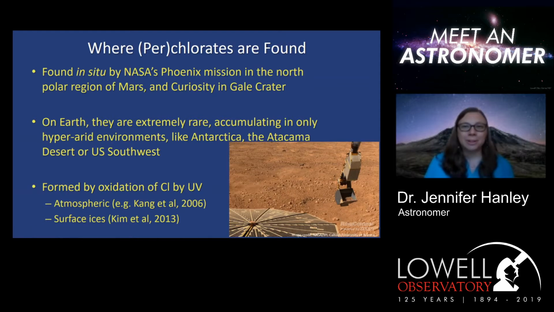So where do we find perchlorates and chlorates? They've actually been found on Mars with NASA's Phoenix mission in the North Polar region of Mars. And it's also been found by the Curiosity rover in Gale Crater. On Earth, they're pretty rare. They pretty much only accumulate in hyper-arid, very, very dry regions, such as Antarctica, which, yes, is actually very dry, the Atacama Desert, and the U.S. Southwest. They tend to be formed through oxidation, so with the free oxygen radicals associating to a chlorine elemental atom through UV oxidation.